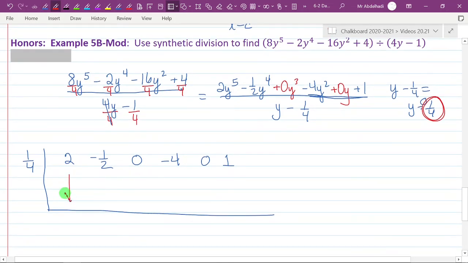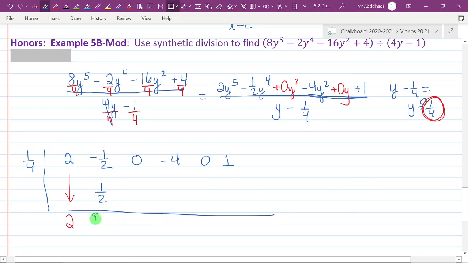So drop the first number. 1/4 times 2 is 2/4. 2/4 reduced to lowest terms is 1/2. Right? Because remember, this is just 2 over 1. So 1/4 times 2 over 1 is 2 over 4, which is 1/2. And then add these together.